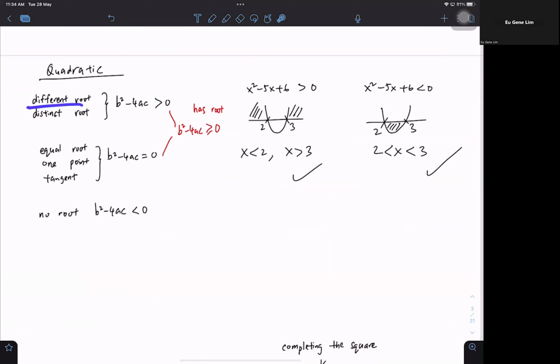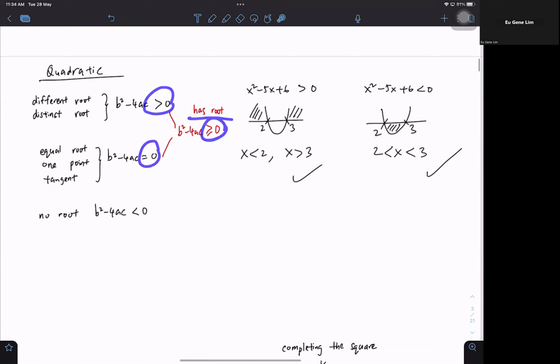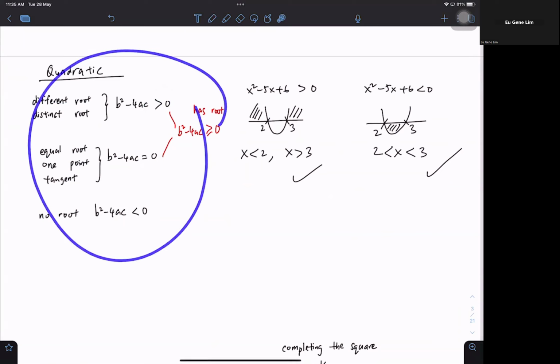When the question says different root, of course you use this one. When the question says equal root, of course you use this one. But if the question says has root, but never tells you whether it's different or equal, you just know that it has root. So you combine these two formulas into one formula, bigger or equal. Understand? Okay, good, that's the first part. This is one of the easiest topics.